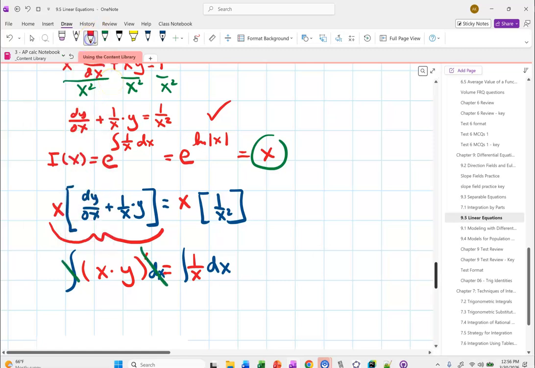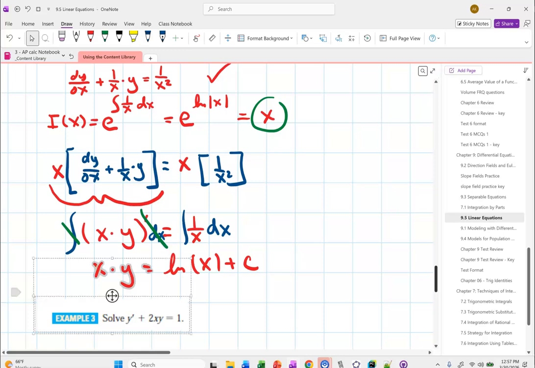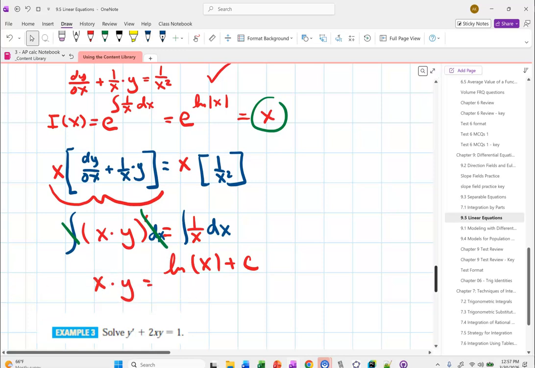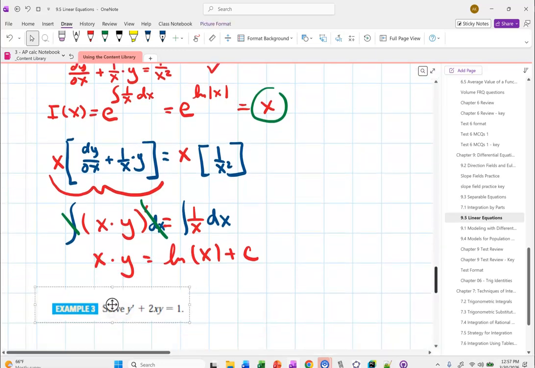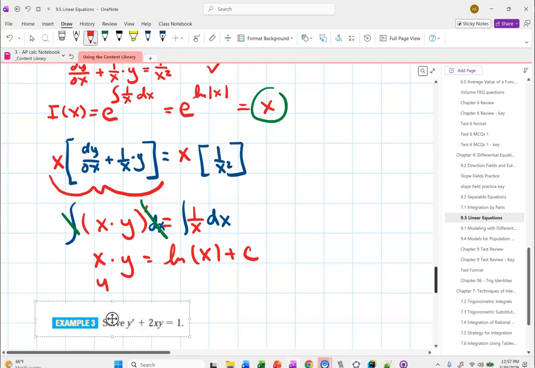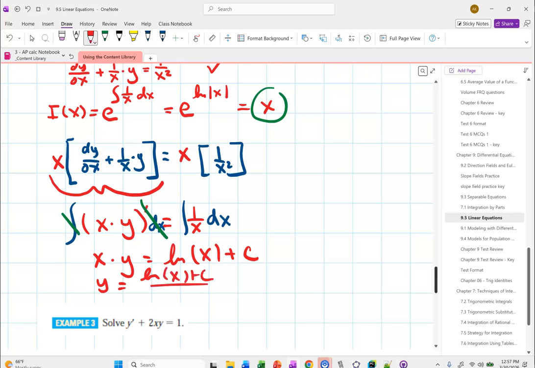The integral cancels with the derivative. The integral of 1 over x is the natural log of x. And again, I can drop the absolute values because I know that x is greater than 0 in the problem. And when I divide both sides by x to get the y by itself, I got that.